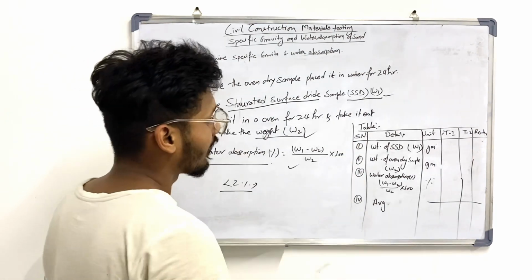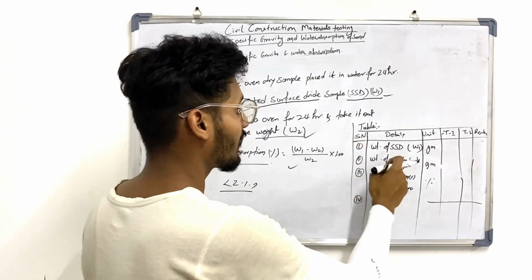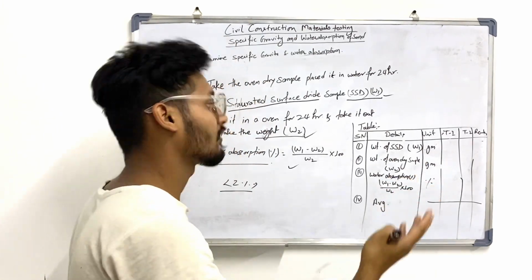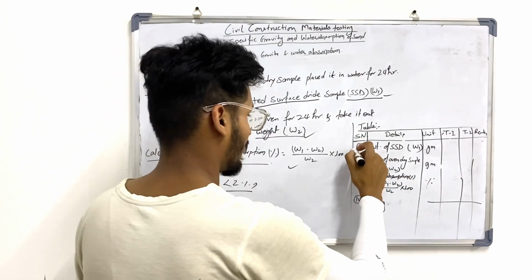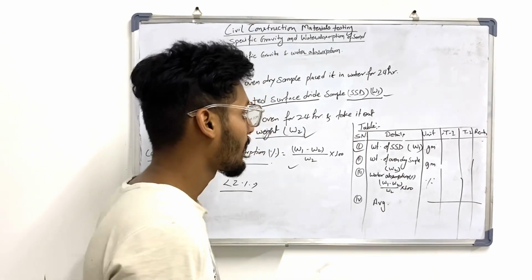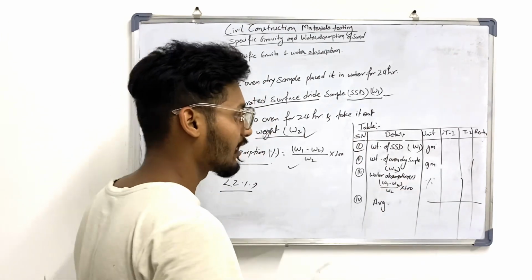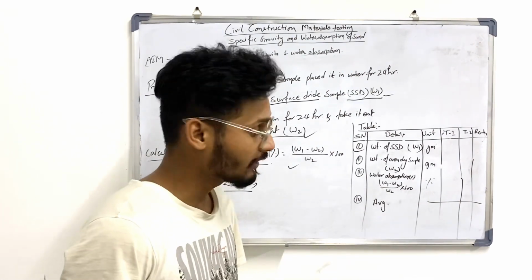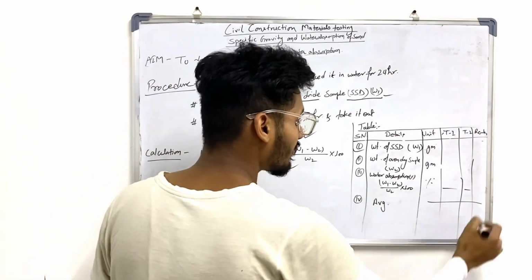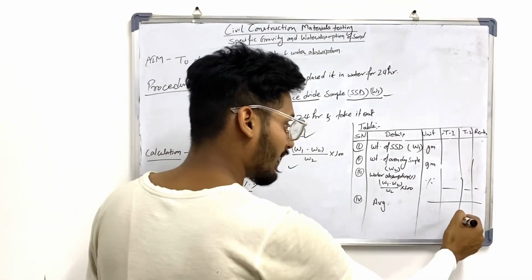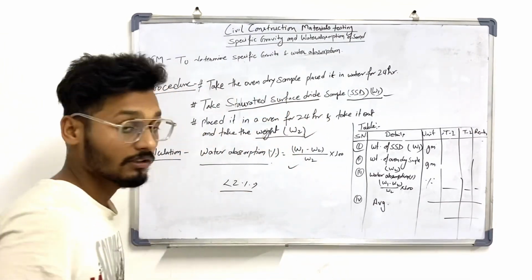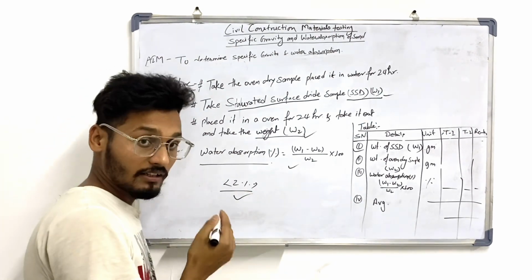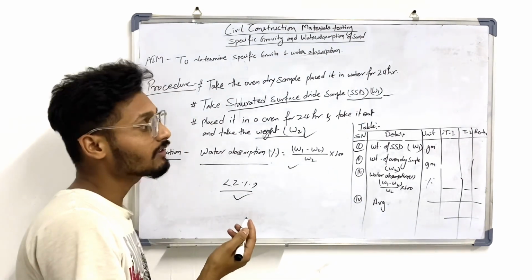Now this is the table. First the serial number, then details, unit, trial 1, trial 2, remarks. If you want, you can add trial 3 and take the average. This one is the weight of SSD sample W1, the weight of oven-dried sample W2, and then water absorption, (W1 minus W2) divided by W2 into 100. We get the water absorption and take the average. If the water absorption is less than 2, that meets our specification criteria and it is passed.